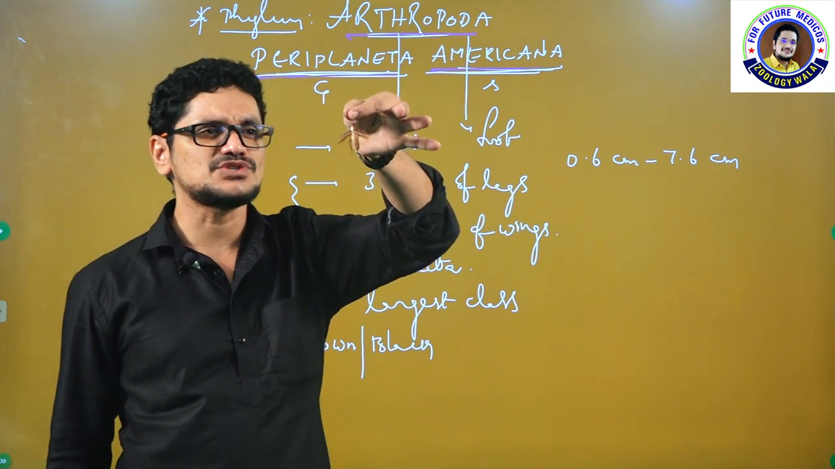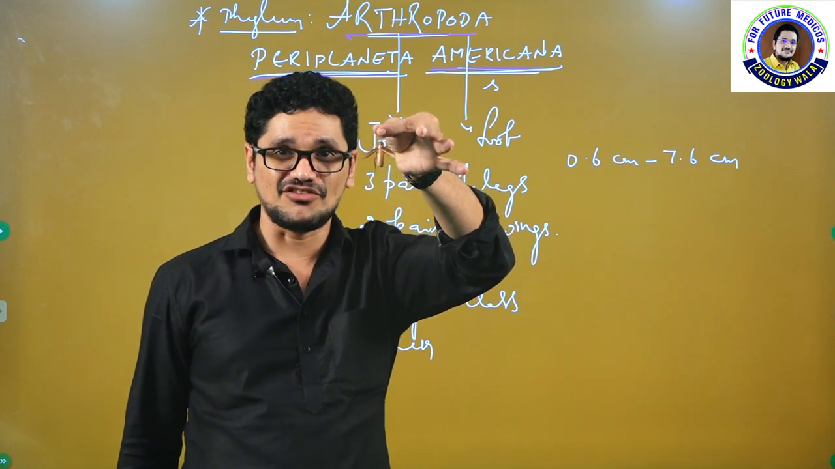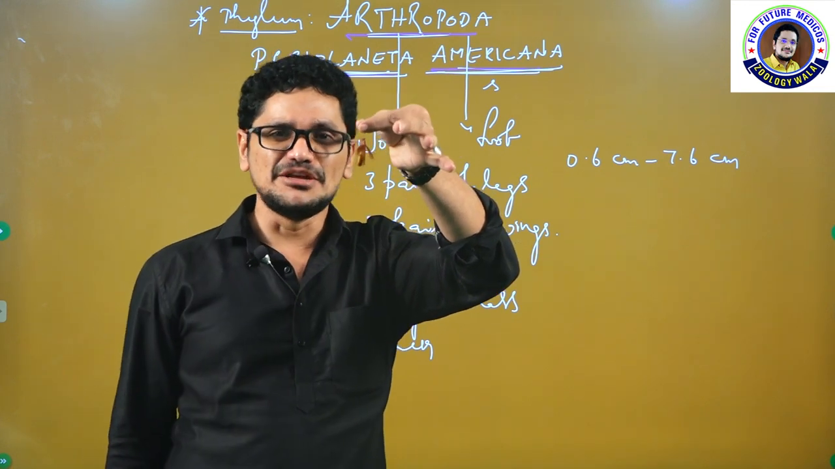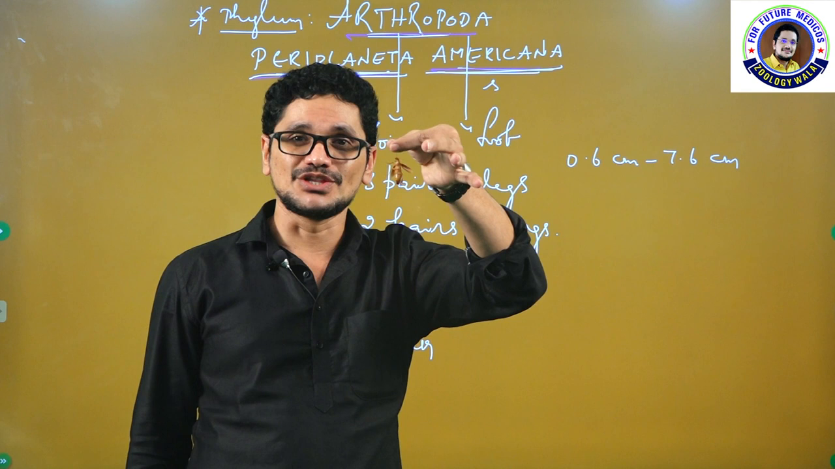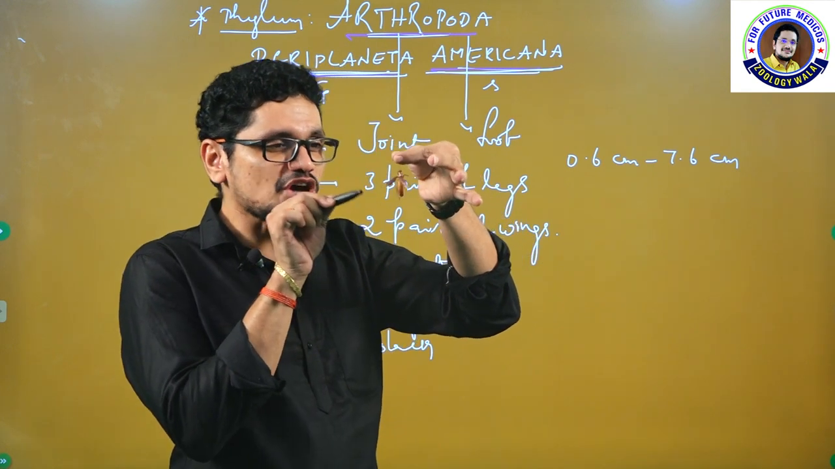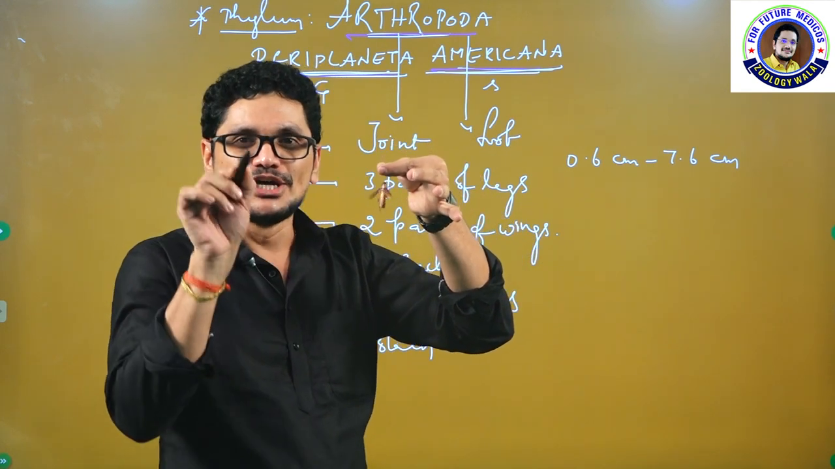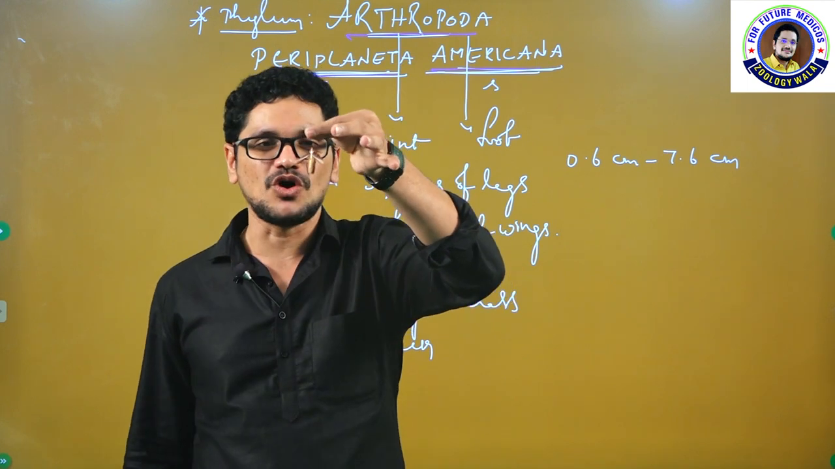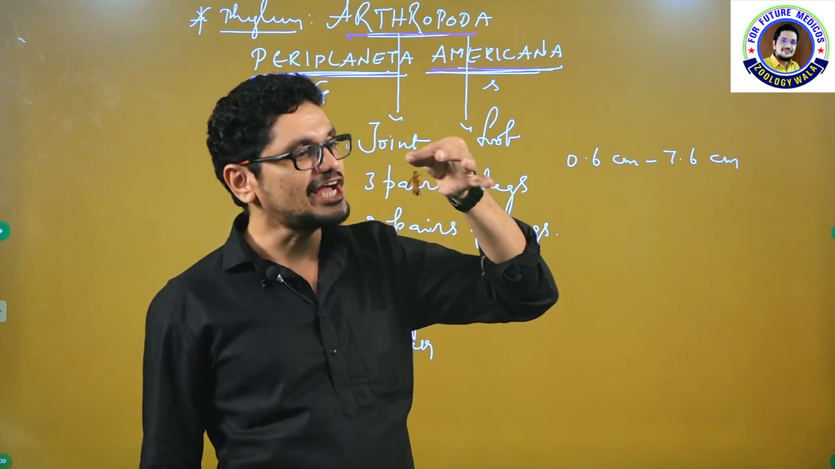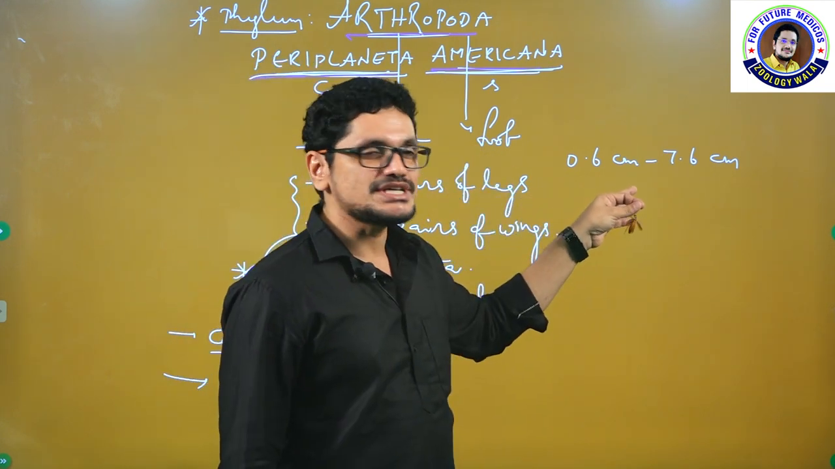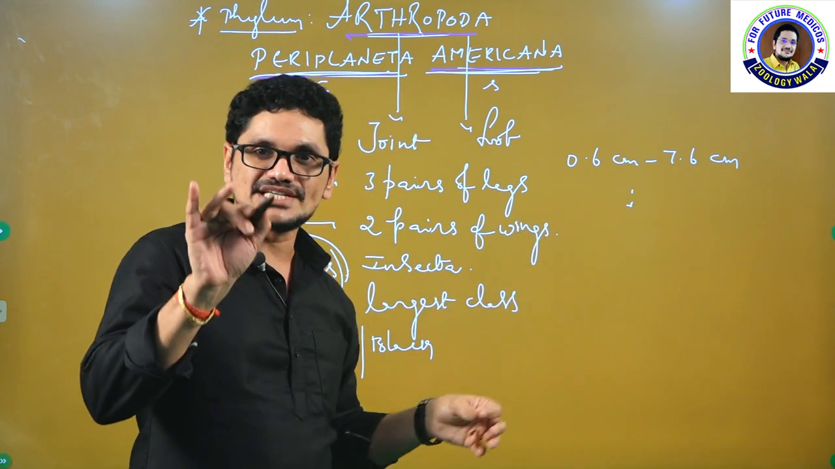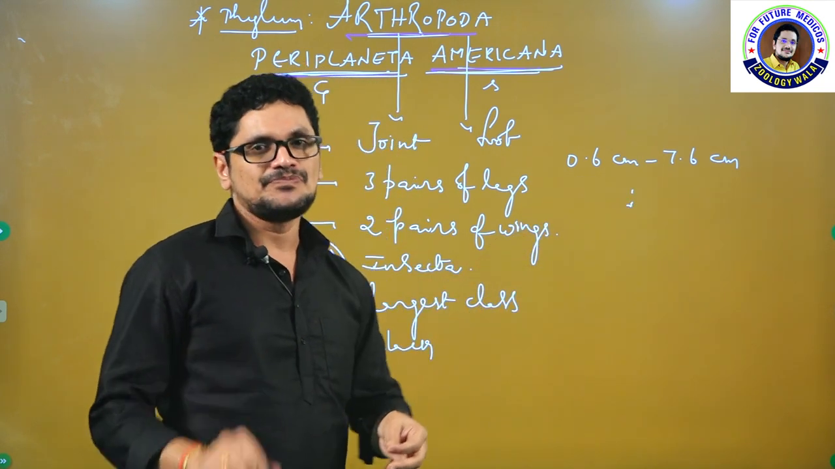Our friend means actually these are not friends of human beings like frogs, these are enemies as a matter of fact. But why am I using the word friend? Because this cockroach especially is helping me to explain to you, that is the reason why I am calling this my friend, okay. Thank you friend. So 0.6 to 7.6 centimeters, that is the average length of a cockroach.